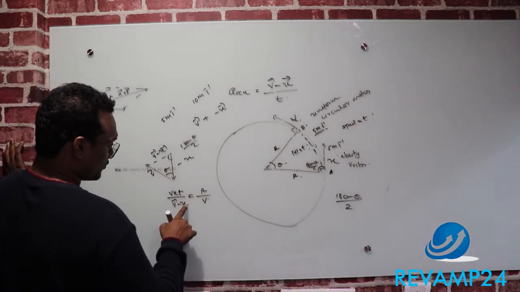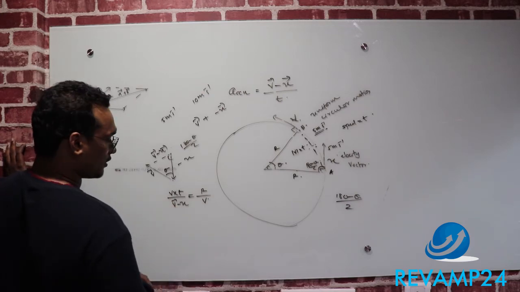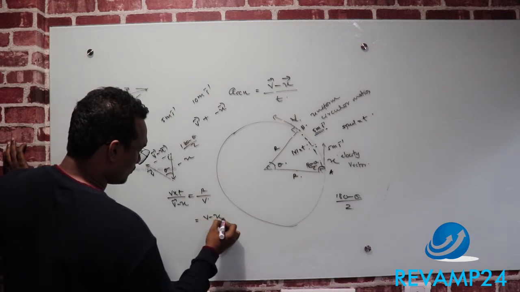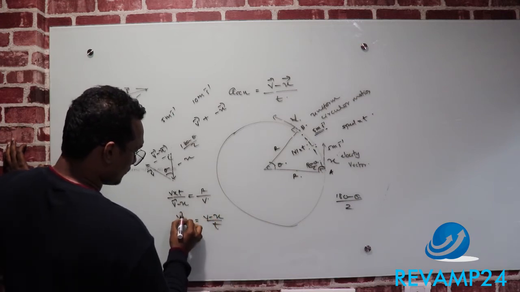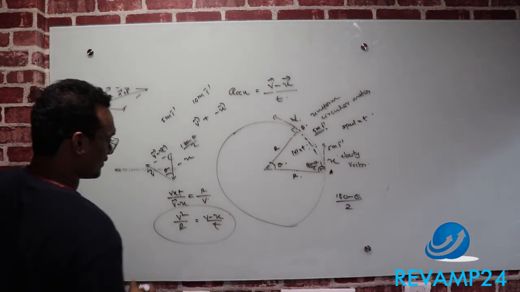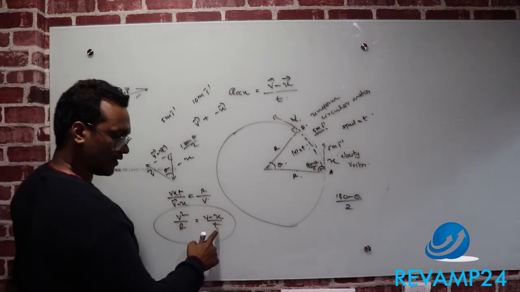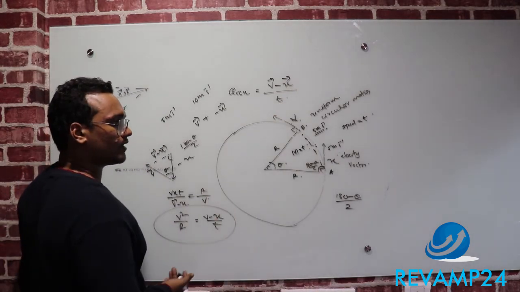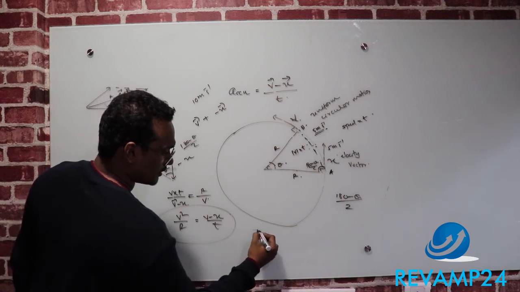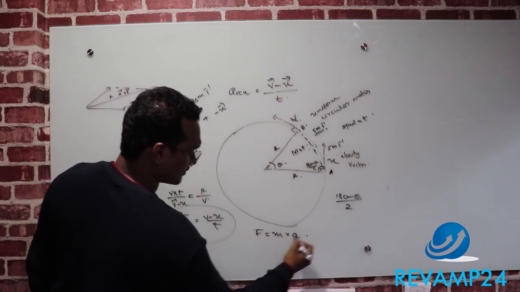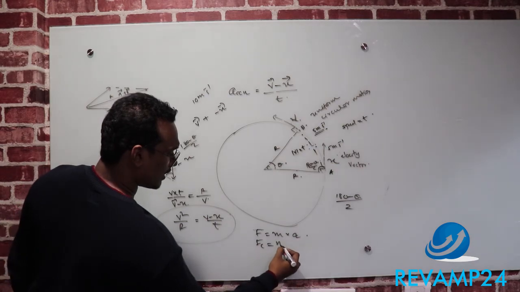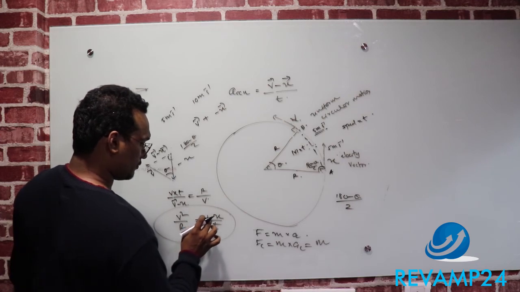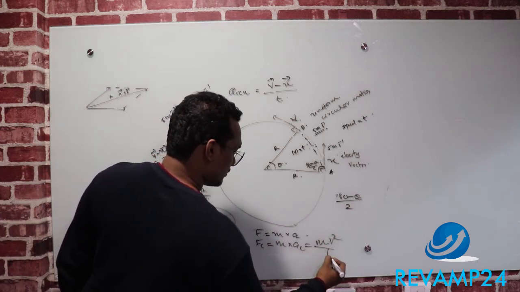We know that v minus u by t is centripetal acceleration. So I will take v minus u on that side and t on this side. So v minus u by t is v square divided by r. This is centripetal acceleration. Now how will we get centripetal force? We know that force is equal to mass into acceleration. So centripetal force is nothing but mass into centripetal acceleration, that is m into v square by r.